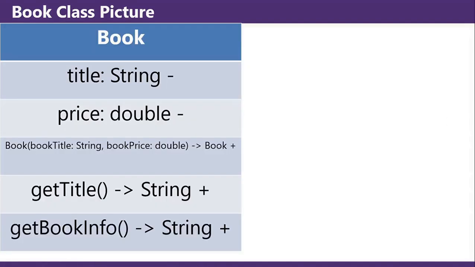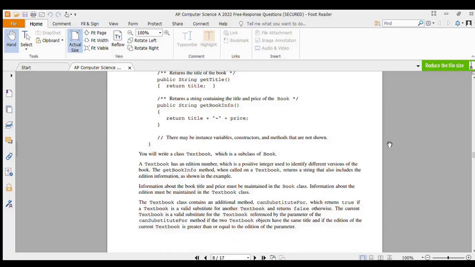The title String member that's private, the price double member that's private, and then all your methods that are public, what they return, and for Book, the names of the arguments and the types. For question 2a, you're writing a class Textbook, which is a subclass of Book. A Textbook has an edition number, which is a positive integer used to identify different versions of the book. The getBookInfo method, when called on a Textbook, returns a string that also includes the edition information, as shown in the example. Information about the book title and price must be maintained in the Book class. Information about the edition must be maintained in the Textbook class.